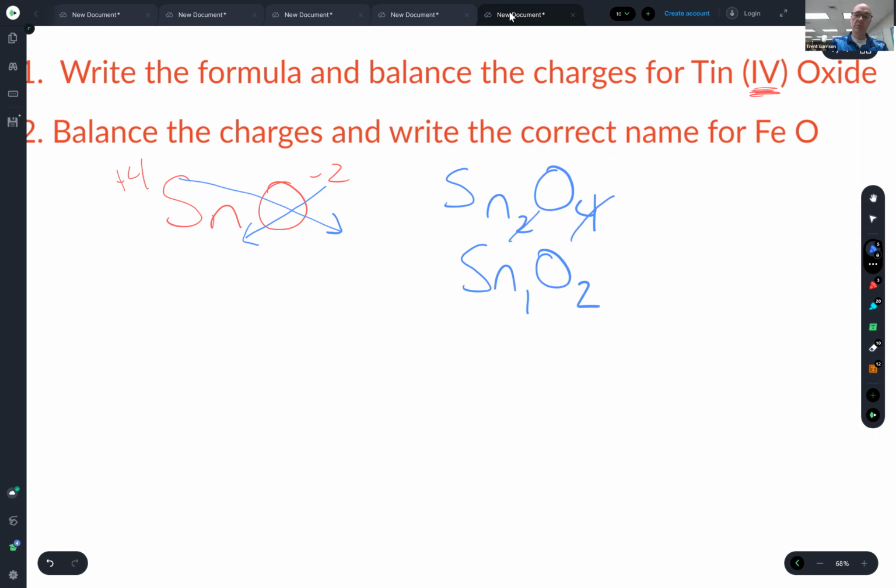You could put the 1 in here, but it's not necessary. In fact, it looks awkward, just like it would look awkward if you were to put a 1 after H2O. We just don't do that. If there's an element listed, it is implied that there is one of them.